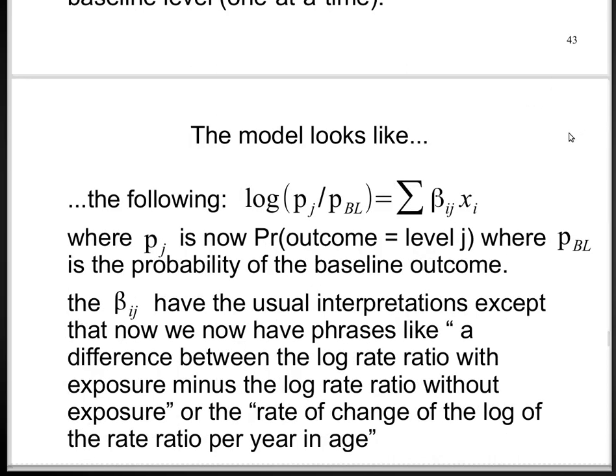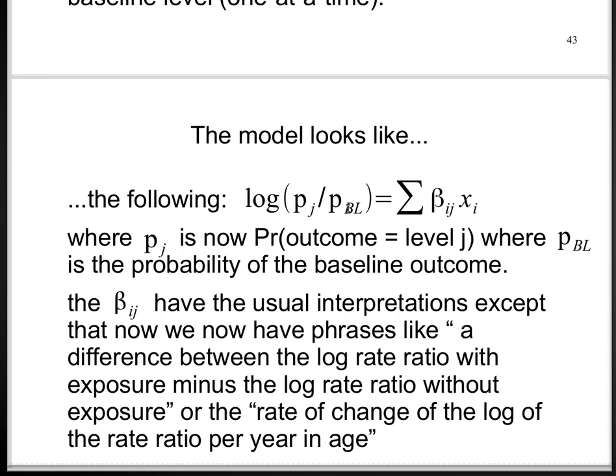And what does this look like in this instance? Well, now we're going to have the log of a ratio of probabilities, where we decide on a baseline group and place that group in the denominator of this ratio. Note that we're taking the logarithm of a ratio of probabilities. This is not directly interpretable as a log odds. It's not the log of pj divided by 1 minus pj, but in fact is the log of the probability in the jth level divided by the probability in that baseline level.